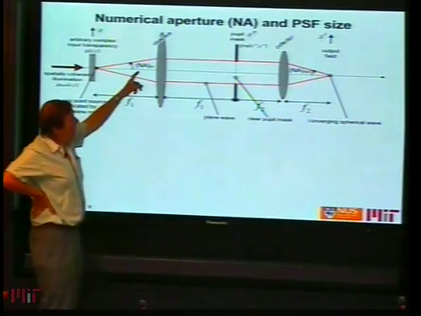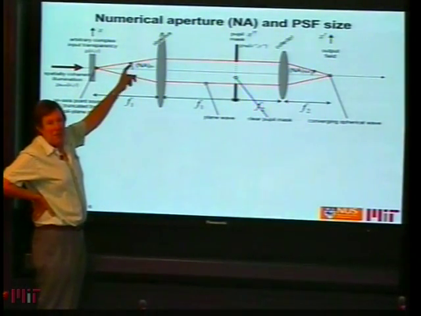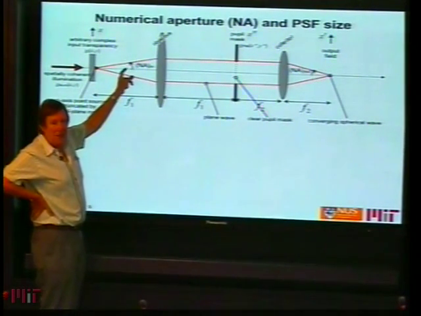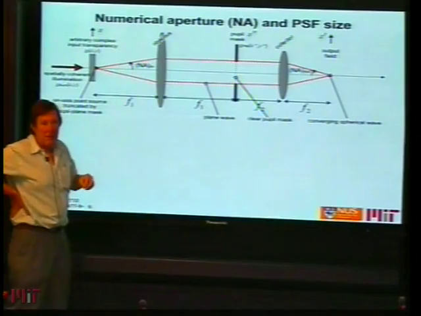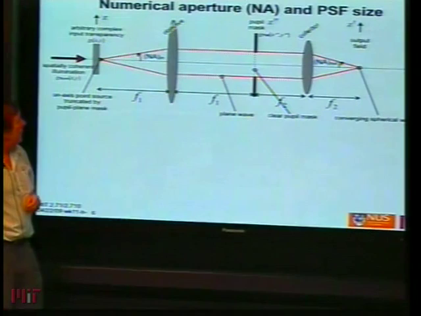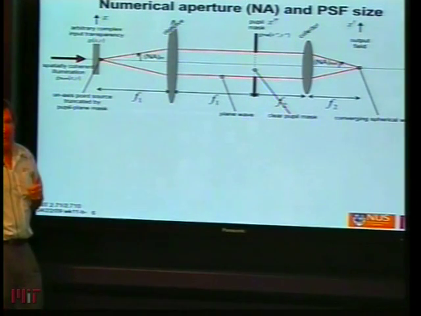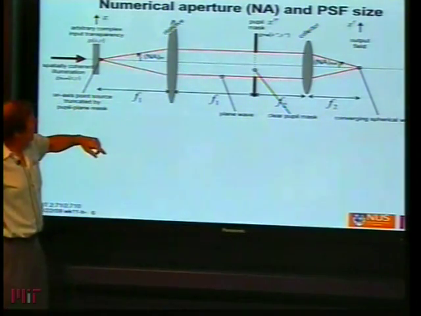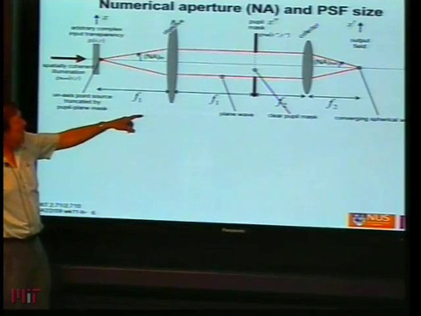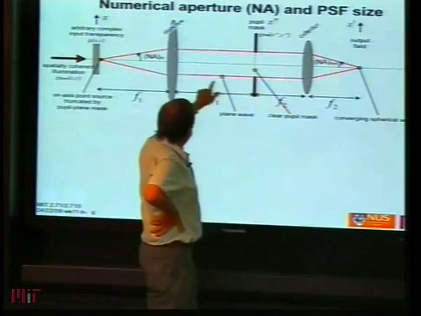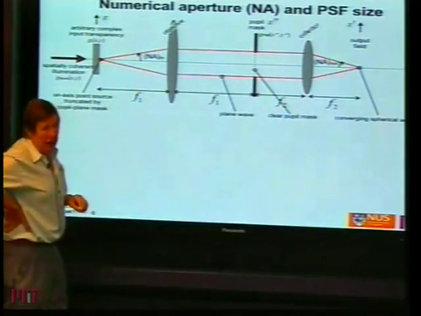Of course, the numerical aperture is actually equal to the sine of this angle, if you remember. It's not the angle itself. NA is not the angle. NA is equal to n sine alpha, the refractive index of the material times the sine of this angle. But if F1 and F2 are not equal, this angle here is not going to be equal to this one.